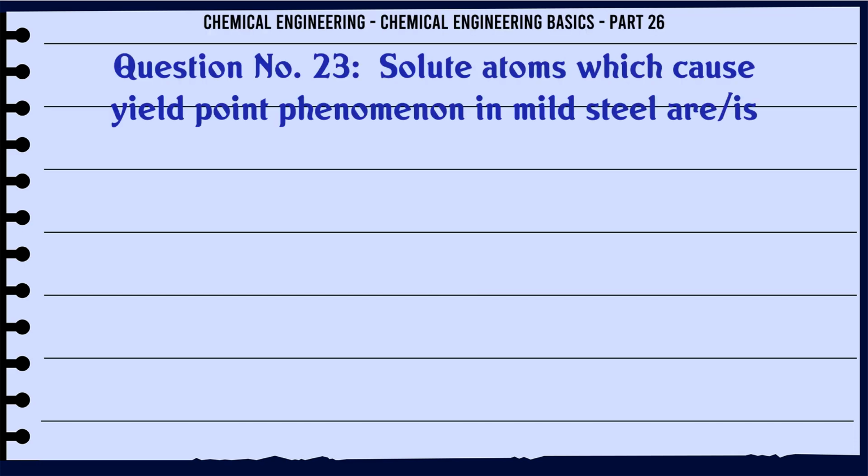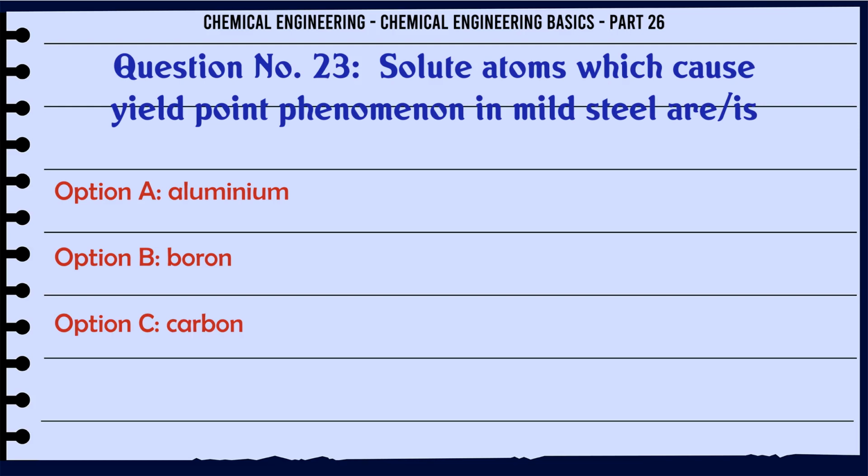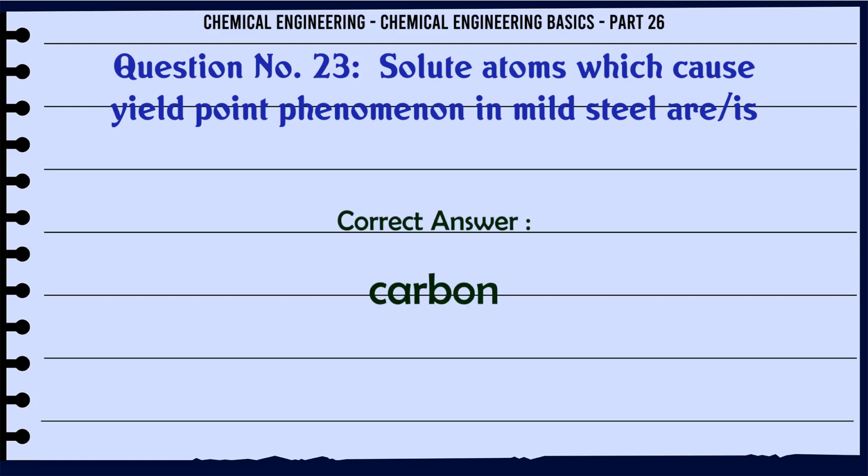Solute atoms which cause yield point phenomenon in mild steel are A. Aluminium, B. Boron, C. Carbon, D. Nitrogen. The correct answer is carbon.